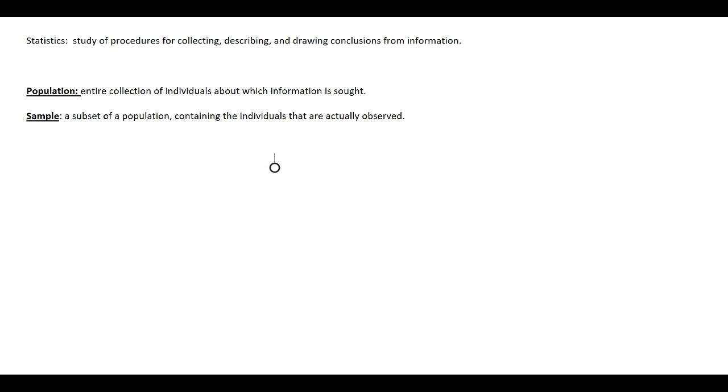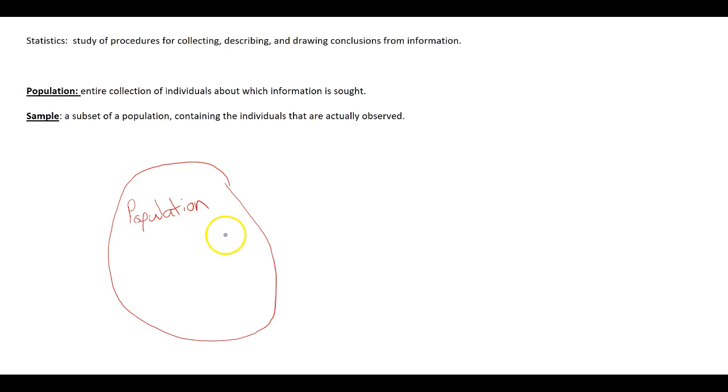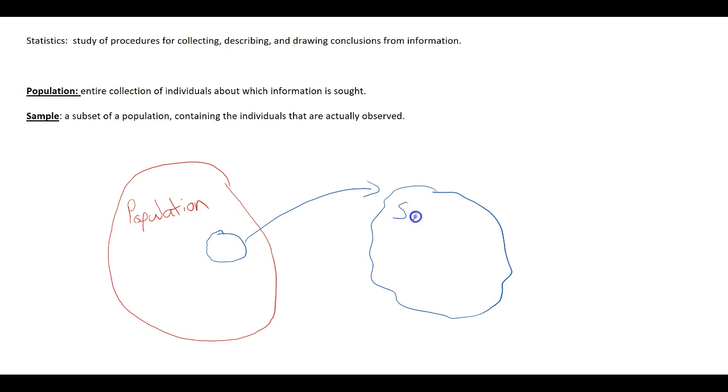And so what we do is we actually have a deal where we look at, here's our population, everybody, in other words. So this is my population. And then, for instance, I may take out a small piece of this population and I'll bring it over here to look at a little bit closer. This is my sample.